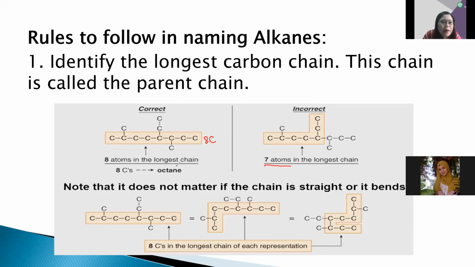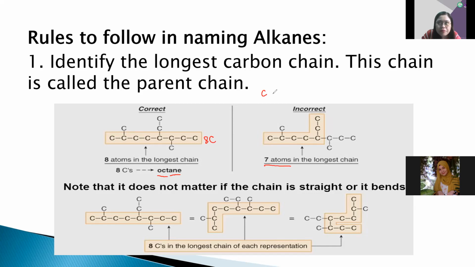And remember, pag 8 carbon, our prefix is oct. And since single bond silang lahat, so this will be considered an alkane. And the ending for the name of an alkane is syempre ane. Idudugtong mo siya doon sa prefix. That's why we call this octane. Okay, octane yan siya. So just like yesterday, idodraw ko na naman siya with the condensed formula.